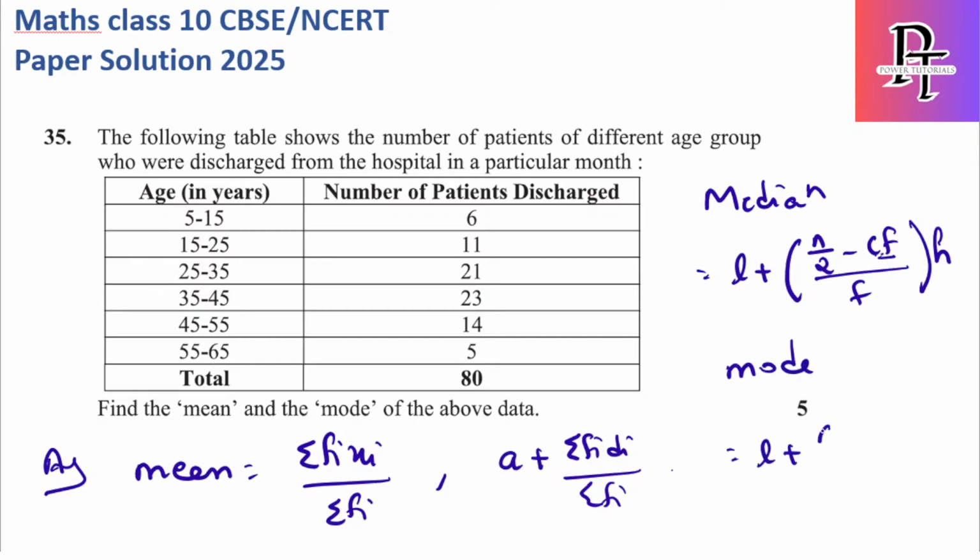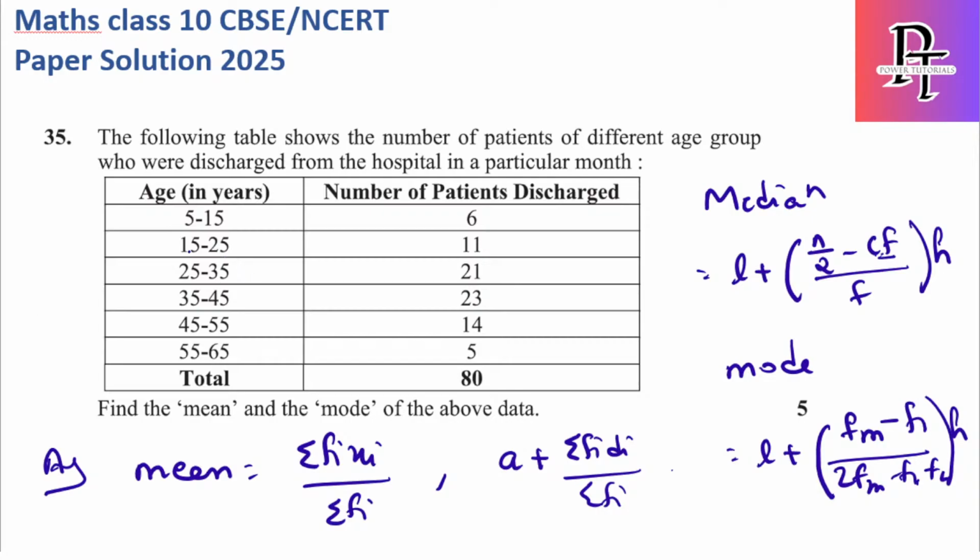L plus (fm, the modal frequency, minus the preceding frequency f1) by (2fm minus f1 minus f2, that is the succeeding frequency) into h. Anyway, for mode we are going to solve this question, but for median also I just want to give the formula, which is L plus (n by 2 minus Cf) by f into h. Okay, let's solve this.